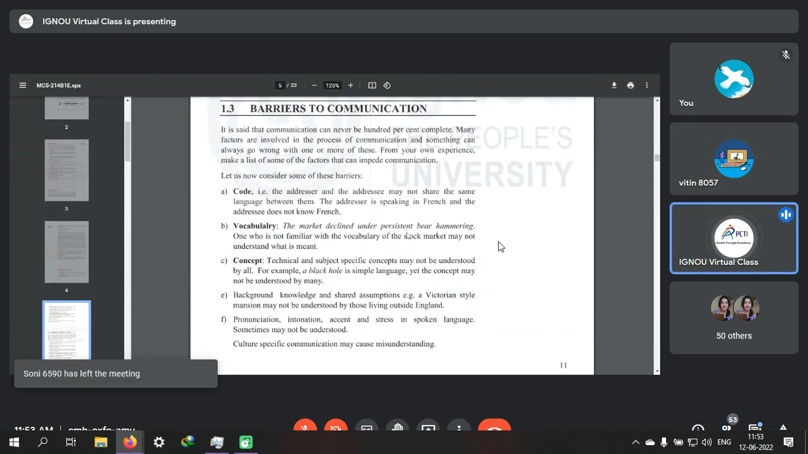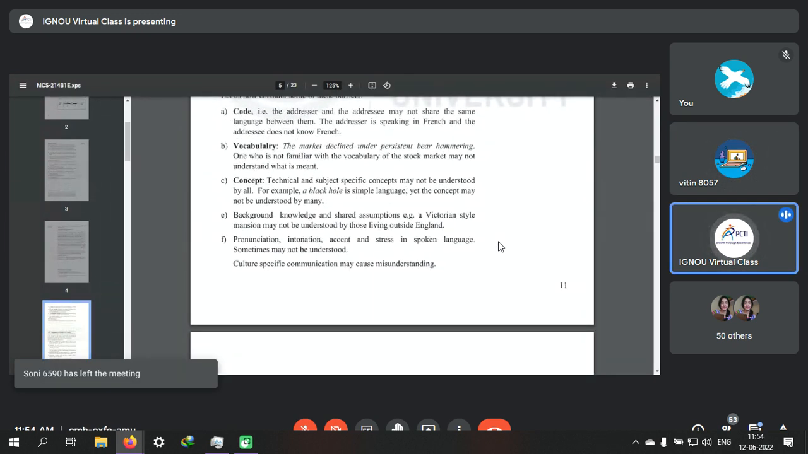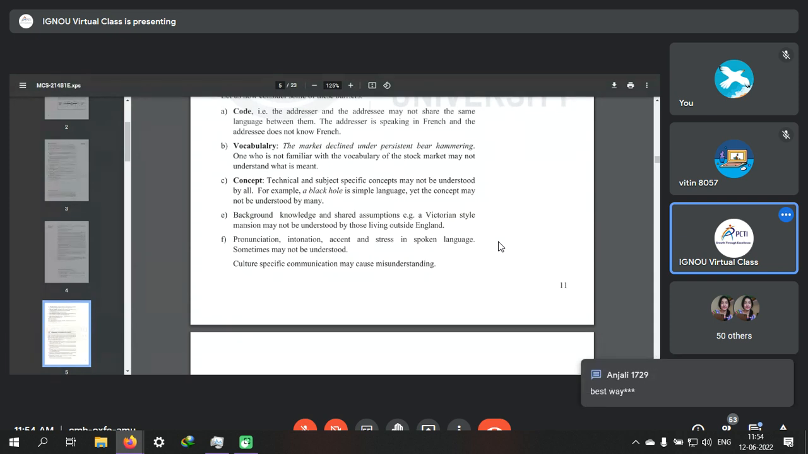So the concept should be very clear. Pronunciation: everyone has a different pronunciation. If I am speaking, my pronunciation is different, and your pronunciation is different. If a Bengali speaks English, that language is very different. If a South Indian speaks, it is different. The North Indian way of speaking English is also different.